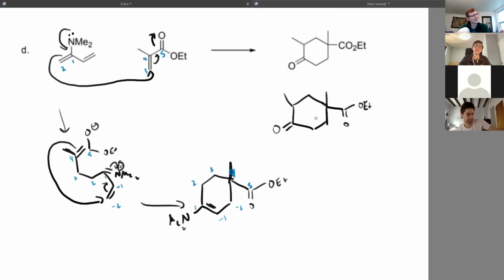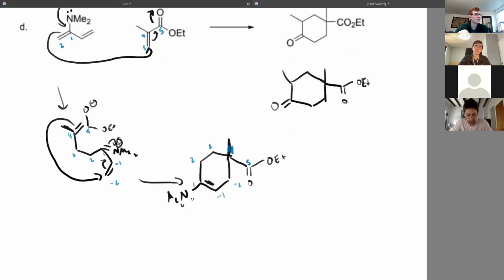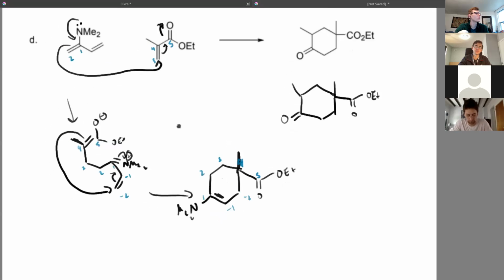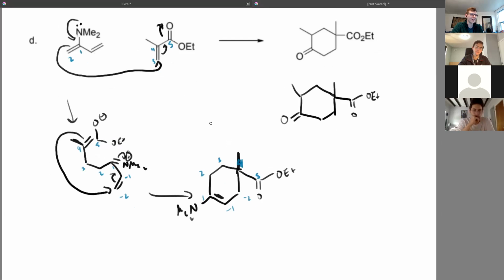Let's see. Wait, in this one we have 5, 7. Did we miss a carbon? Did we lose a carbon? Wait, hold on. 1, 2, 3, 4, 5, 6, 7, 8. There's definitely 8, right? We're counting correctly. So 4. 1, 2, 3, 4. Yeah, there's only 8 carbons in this molecule. So that's 6, 7, 8. Yeah, there's 9. I mean, there's the N-methyl. There are more carbons there, but we're not using those, obviously.